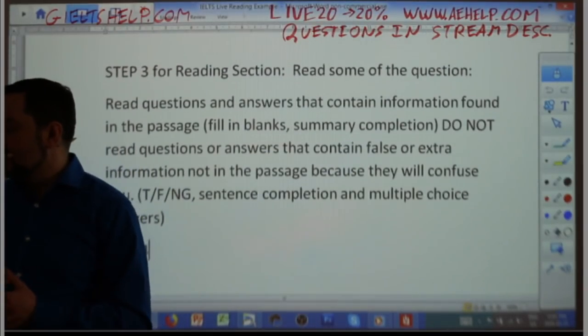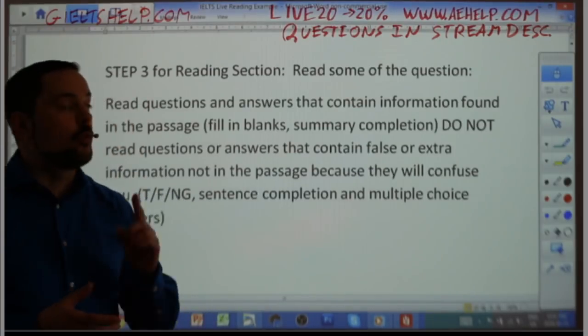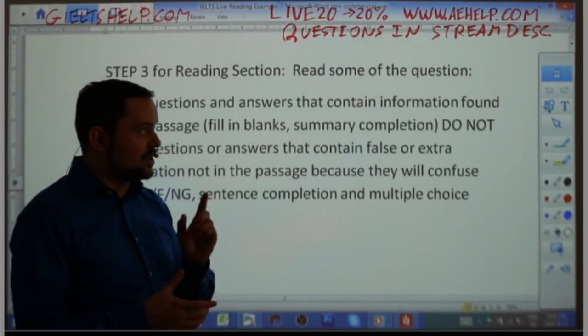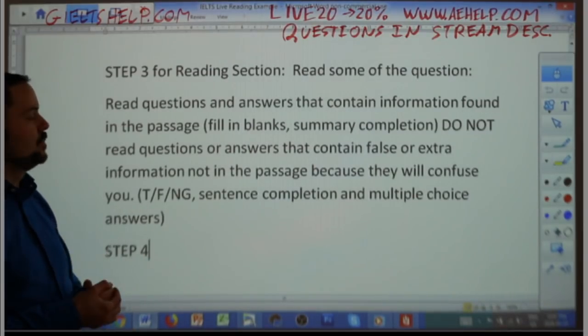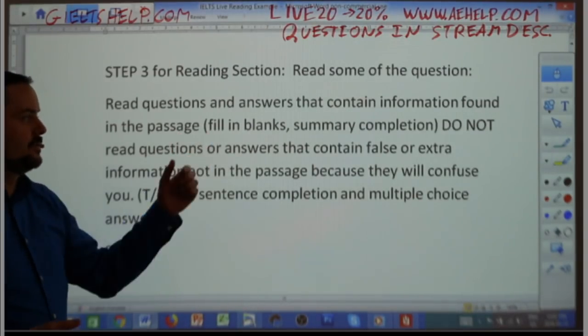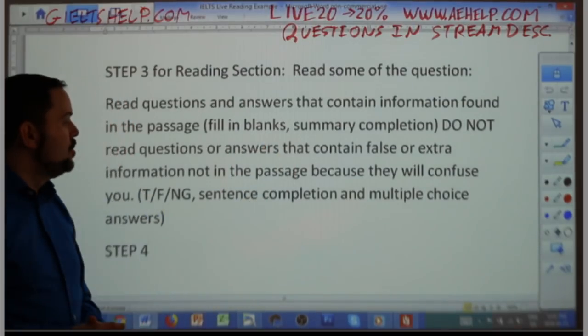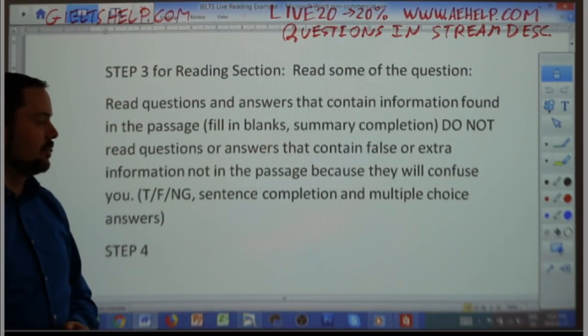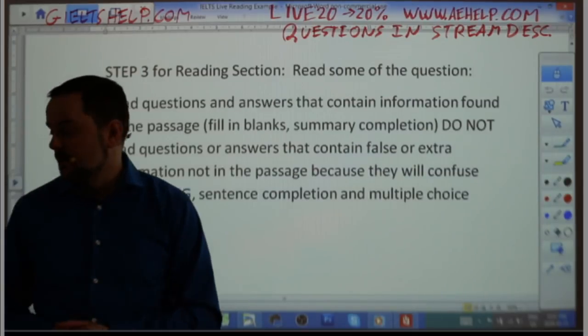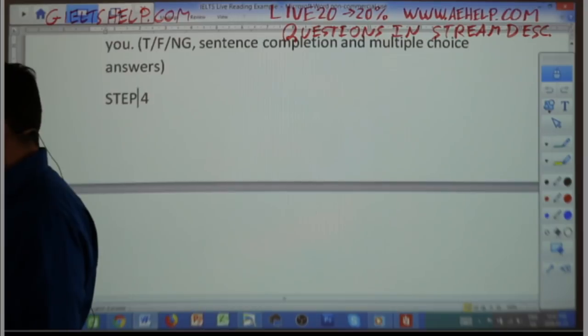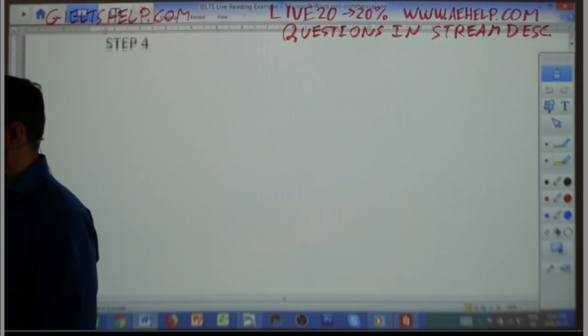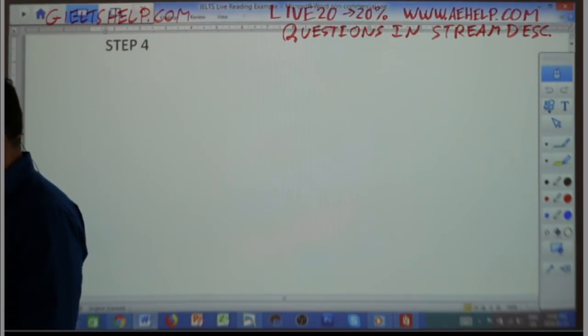Step number 3 is skim read the questions, okay? Skim read the questions. And only the questions that contain information which is found in the passage, such as fill in the blanks, summary completion, not the ones that have extra or false information like true, false, not given, and multiple choice. Okay, so you've done all that. You're doing great. You're practicing this at home, so you're feeling confident. Super awesome. It's what you need to do to get a high score.